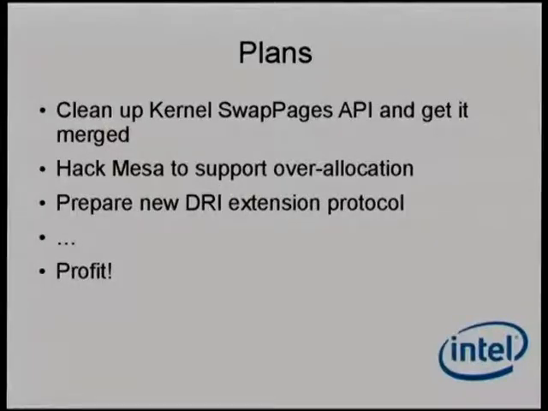So that's what we're going to do for DRI 3000. We'll clean up the swap pages API, and I'll just push that right to Linus and bypass Dave, so I don't have to do that horrible review part. Hack Mesa to support that over allocation and finish up the DRI 3000 extension protocol. And of course, we'll always profit from all these changes.